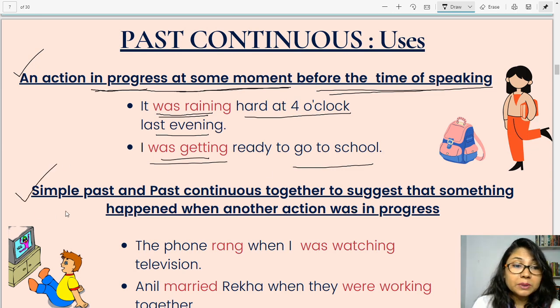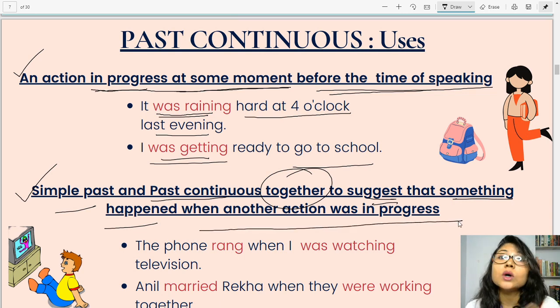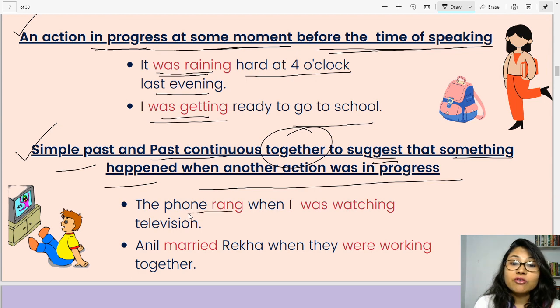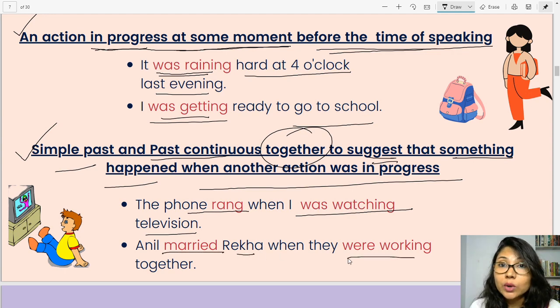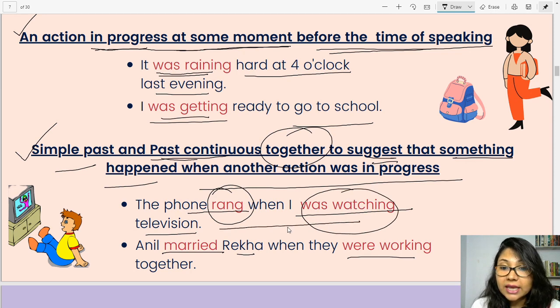Simple past and past continuous together are used to suggest that something happened when another action was in progress. Let's look at the example, shall we? The phone rang when I was watching television. Anil married Rekha when they were working together. So, you see, simple past, rang, and past continuous, was watching. They are used together here to suggest that something happened.